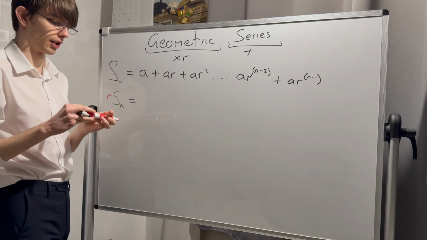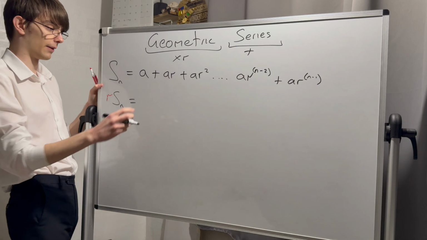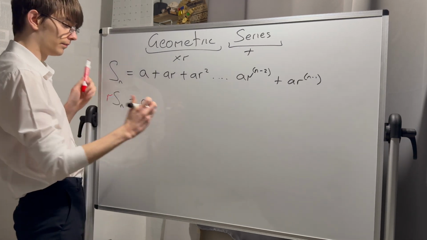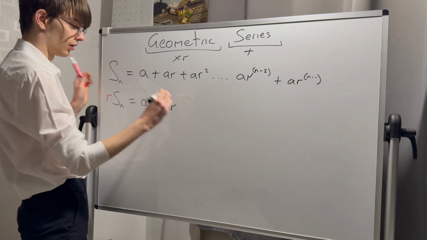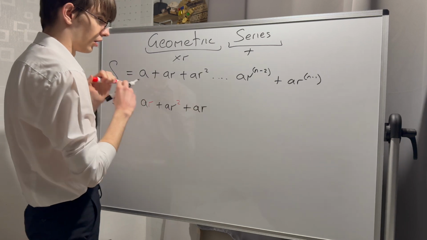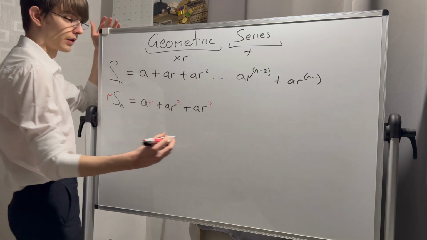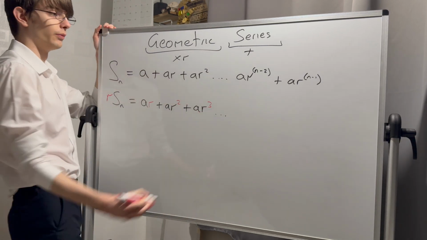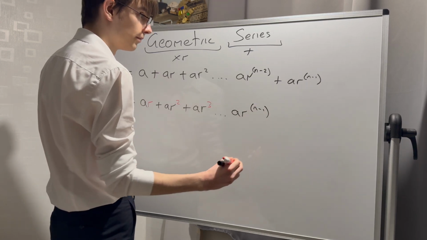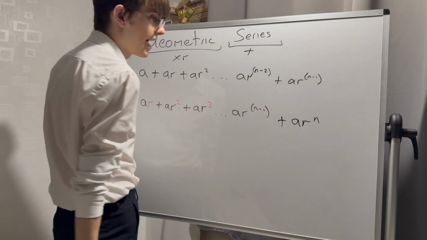So let's see how quickly I can switch these pens. I'm not quite the other guy on YouTube, but yeah. So my a is going to be multiplied by r plus ar squared now plus ar cubed. How does he do it? He switches them very quickly. I don't know. All the way up to ar to the n minus 1 plus ar to the n.